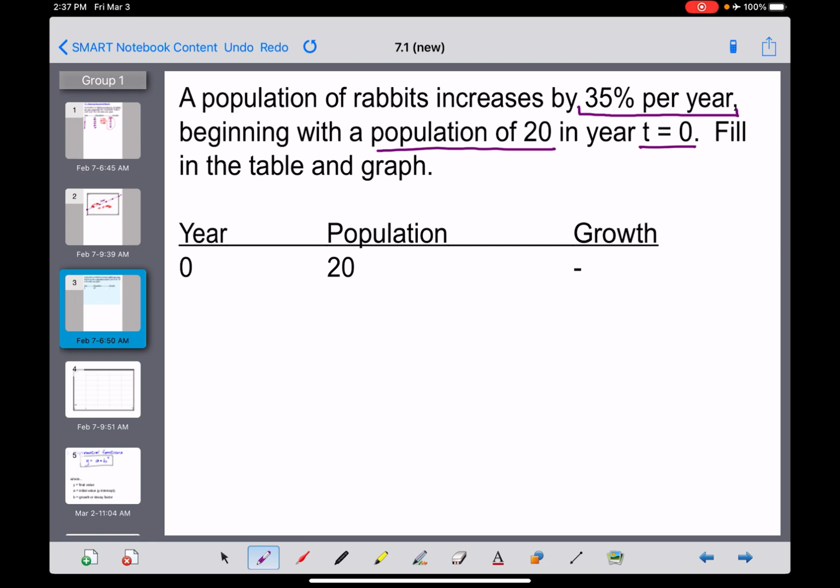So the first line is still accurate. In year 0, we still have a population of 20. We don't have any growth yet. In year 1, we're going to have to take this population of 20 and increase it by 35%. Now, there's lots of different ways to do this, but I would imagine that most of us wanted to learn how to do this in the most efficient way possible.